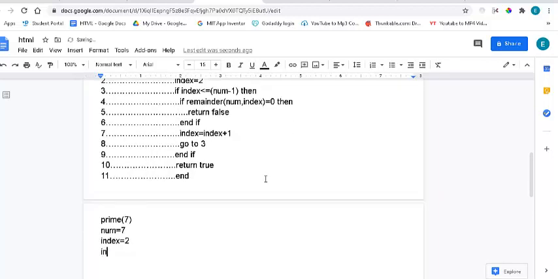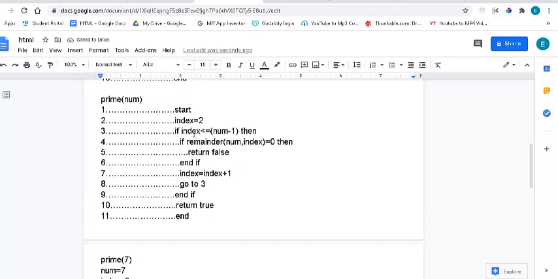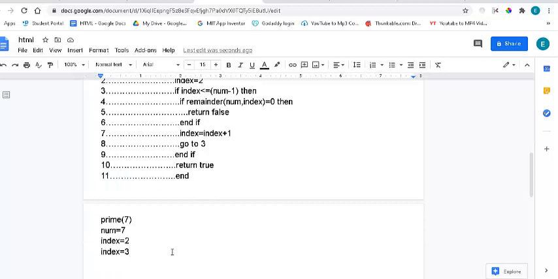Index becomes 3. Now it goes back here. Is 3 less than or equal to 6? Because 7 minus 1 is 6. Yes. Then it goes here. Now it checks the remainder of num, which is 7 divided by 3. The remainder is going to be 1 again, which is not 0. So it goes back here and increments index by 1.